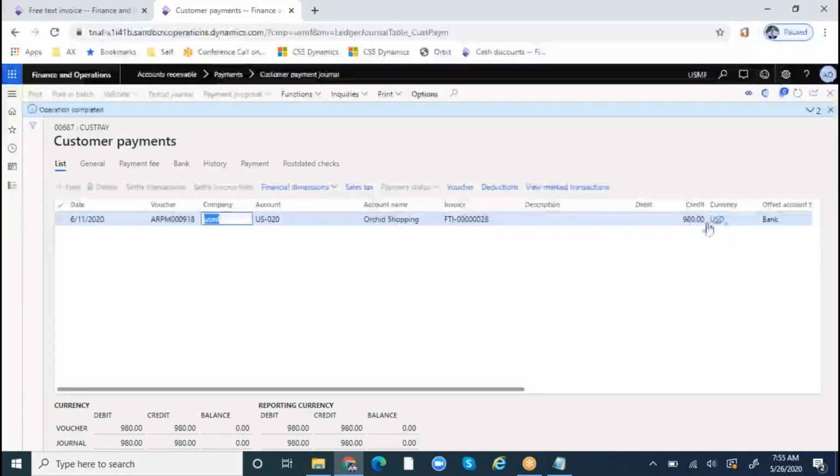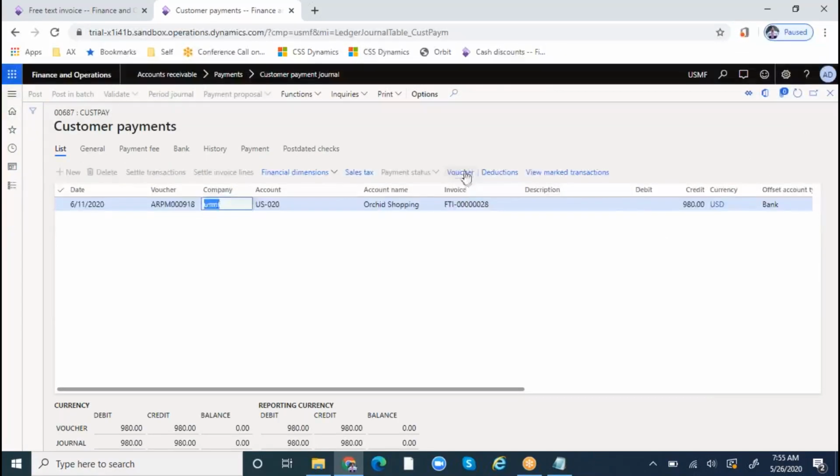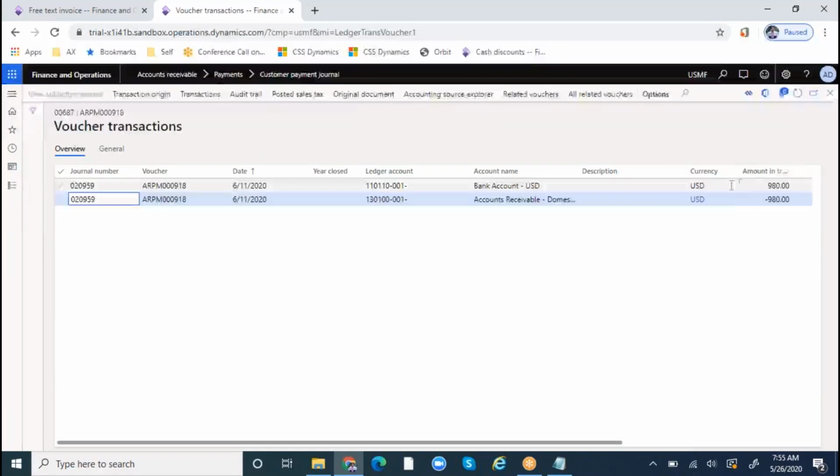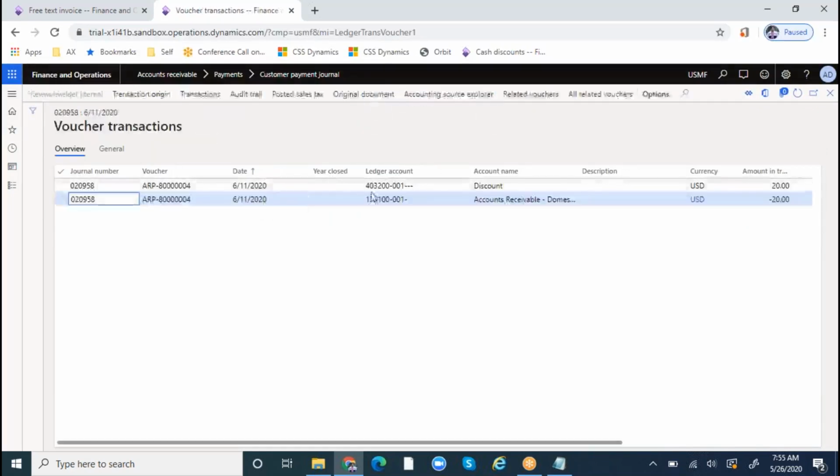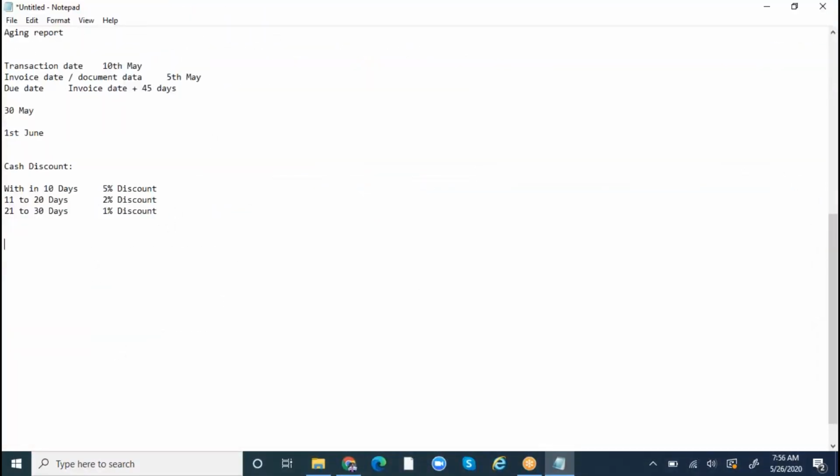So 980 is the posted transaction. If you click on voucher, it will show 980 debit and credit, but actually the invoice is 1000. The difference of 20 is posted to this account. So at the time of invoicing, customer account 1000 debit and sales revenue credit 1000.